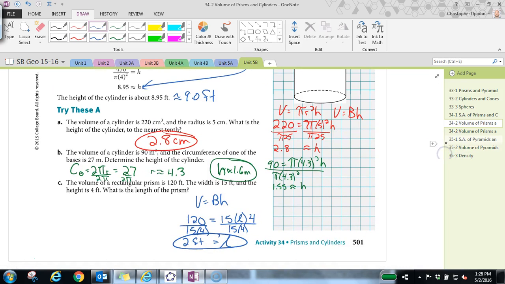We do the same thing for A, B, and C. Volume of a cylinder is 220. The radius is 5. What's the height? We plug it into our formula. So it's 220 equals pi times 5 squared times h. Divide by pi, divide by 5 squared, so 25. We get a height of 2.8 centimeters approximately.